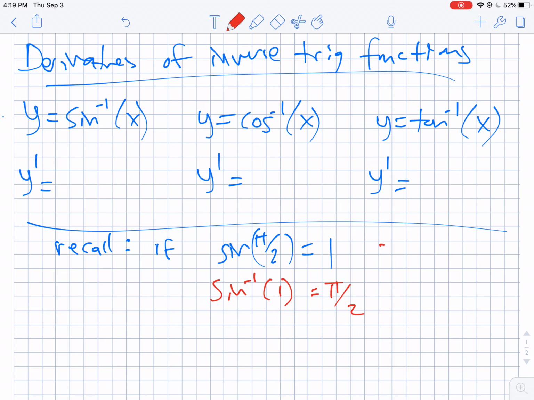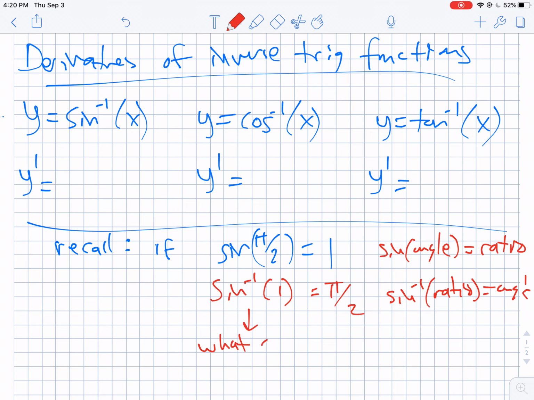So basically, you take the sine of some angle, and you get a ratio. Whereas with inverse trig, you take the inverse sine of a ratio, and your answer is an angle. So inverse sine of 1 is basically saying what angle, which we could just call theta, has the sine of that angle equal to 1. That's what inverse sine represents. You're getting an angle for an answer instead of taking the sine of an angle. Okay, so that's what it is, basically.